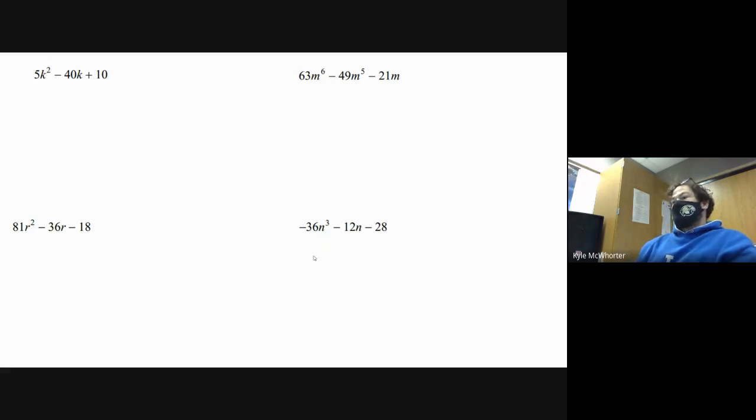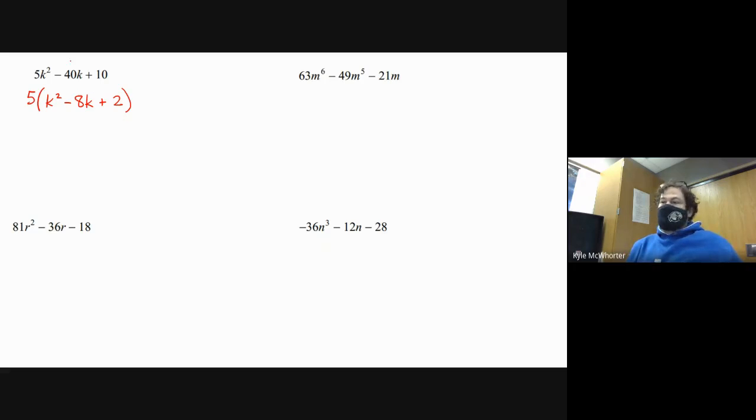Okay, so then if there's 3 terms, then you have to look and see what comes out of all 3 terms. So what factors do all 3 of these terms have in common? Well, it looks like 5 goes into all of them, right? So the only thing I can factor out of here is a 5. So I'll be left with k squared minus 40 divided by 5 is 8. So 8k plus 10 divided by 5 is 2.